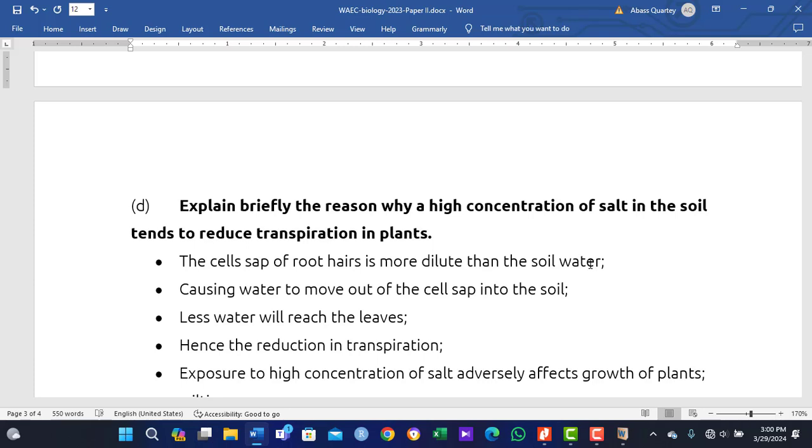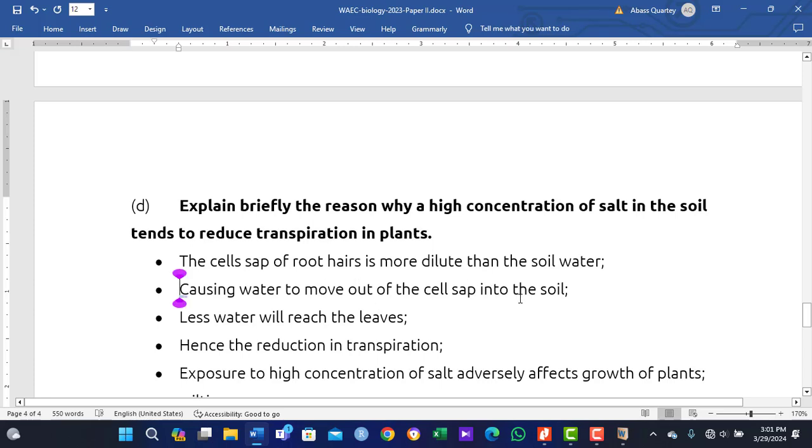Why? Because you are going to have the cells, the root hairs, having more water than the soil. So what is going to happen? By osmosis, the water will move from the plants, the roots, to the soil, right? Which is not advantageous to the plant at all. Okay, so the next point, say causing water to move out of the cell sap into the soil. Then less water will reach the leaves. Then the reduction in transpiration.